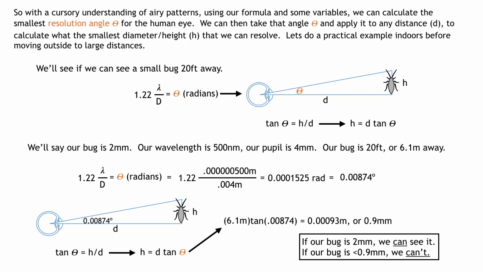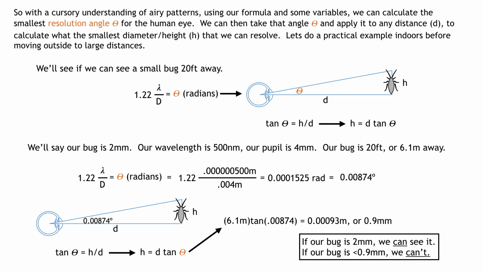Our pupil diameter is 4 millimeters, and our bug is again 20 feet away, or 6.1 meters. So plugging in for our formula, 1.22 wavelength divided by diameter. So we have 1.22 times 500 nanometers divided by a 4 millimeter pupil, and we get a number in radians. We then convert radians into degrees. Recall that you essentially multiply the radians by 57.3, and you will get your angle in degrees.